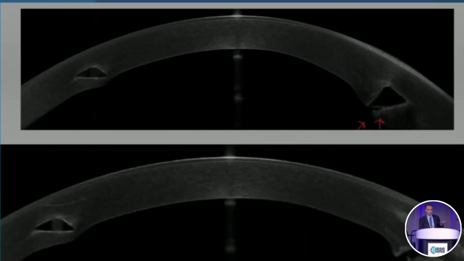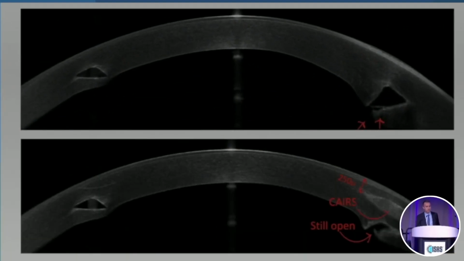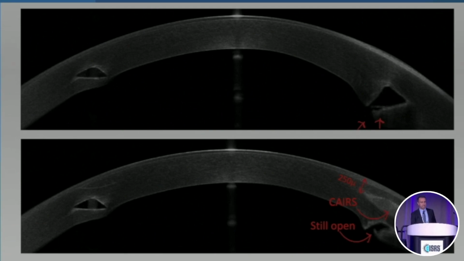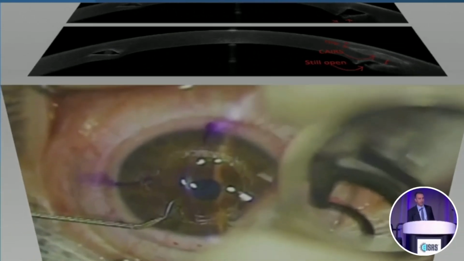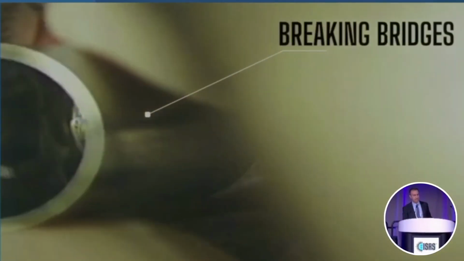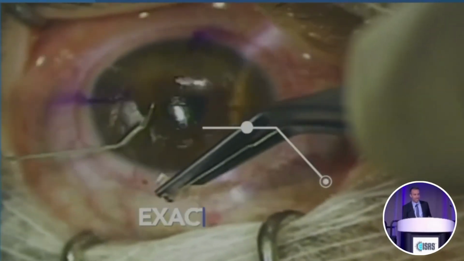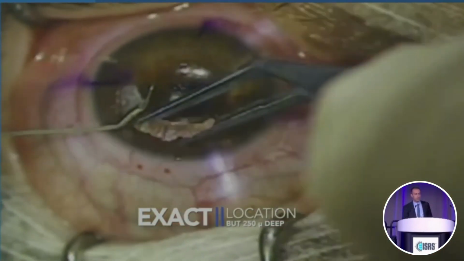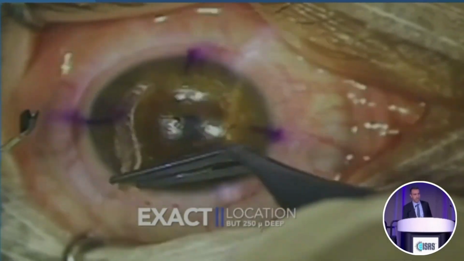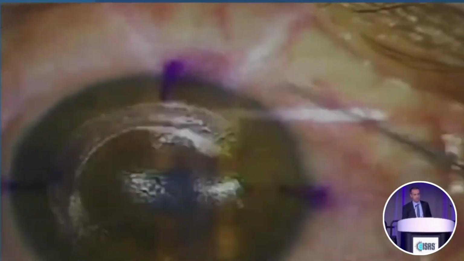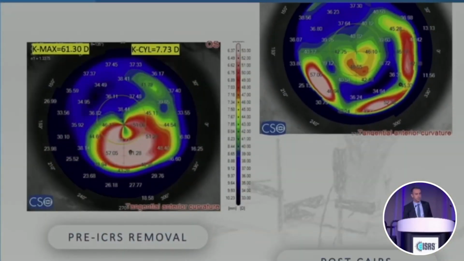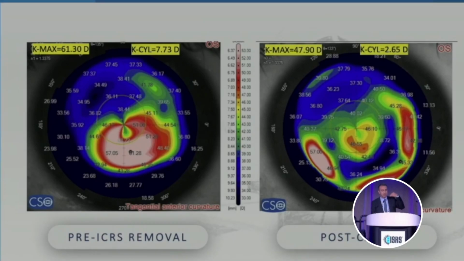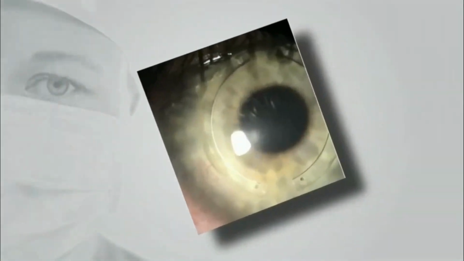That's the beauty of CAIRS. You can put them shallow up, you don't have any melt. So as you can see, this is the CAIRS, this is the tunnel, it's 250 micron, it's safely sitting up there. And actually what you do is just do a femtosecond tunnel, and then you break the bridges with a mechanical dissector. You just insert it. Again, I use my jerk technique at 250 micron depth, so way above the initial implantation site. It goes smoothly, just like a ring segment, and from a diametrically opposite incision, you just pull it out. This is before, this is after. It's actually much better than what was the case with the previous rings.